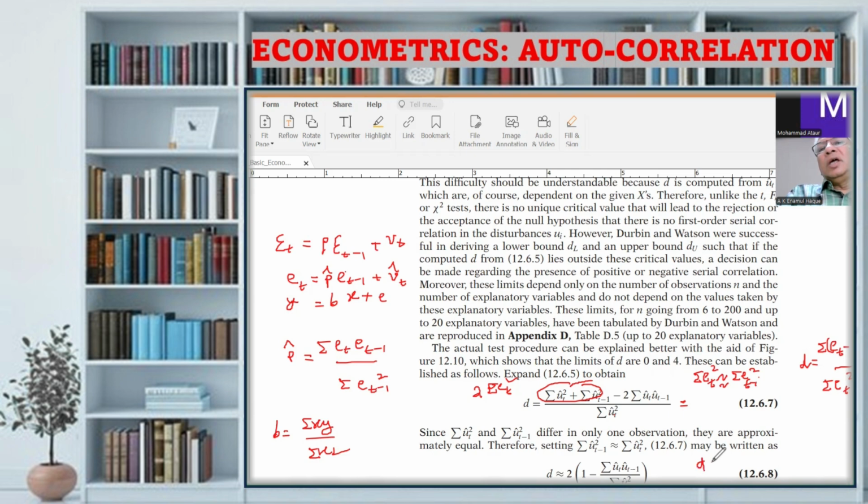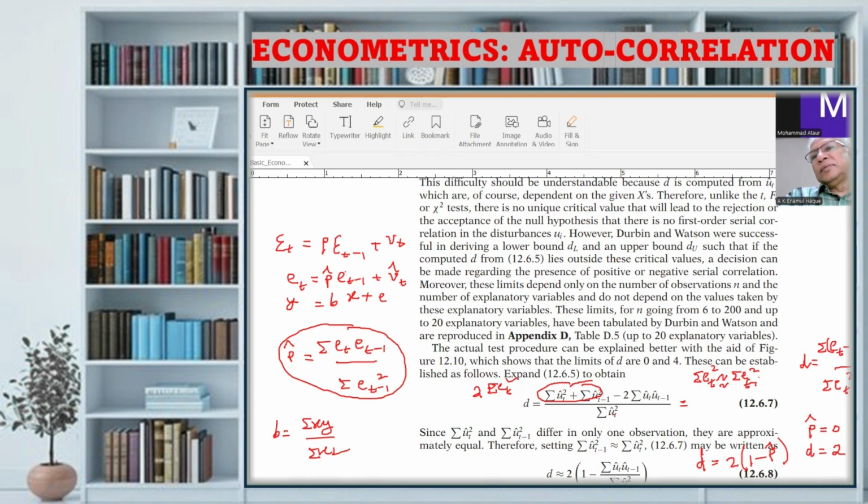So his d is equivalence of, remember, this is rho hat. So his d is equivalent of 2 times 1 minus rho hat. Remember my rho hat, why I was doing it here. So this d is equivalent of 2 minus rho hat. So in other words, now look at this carefully. What does it mean? If rho hat is equal to 0, how much is the value of d?